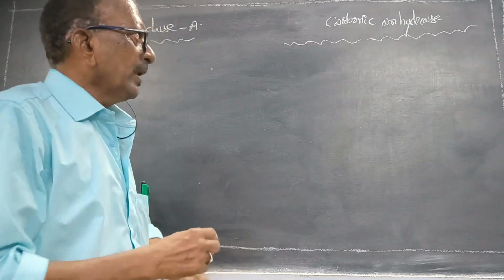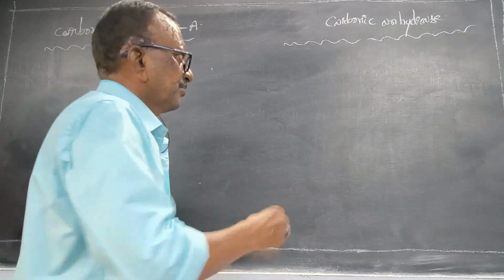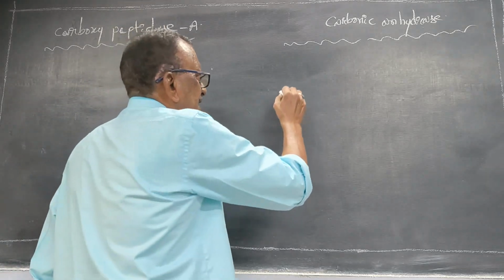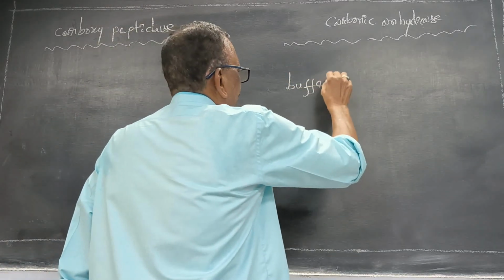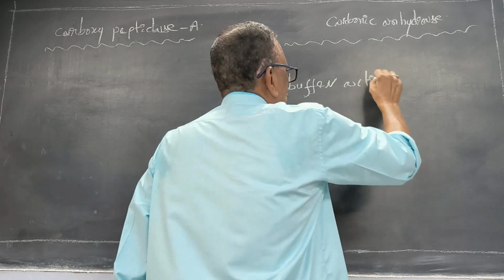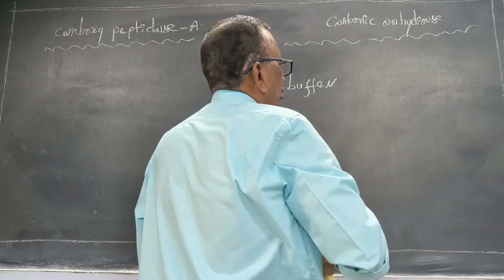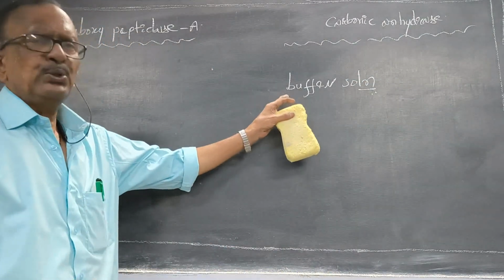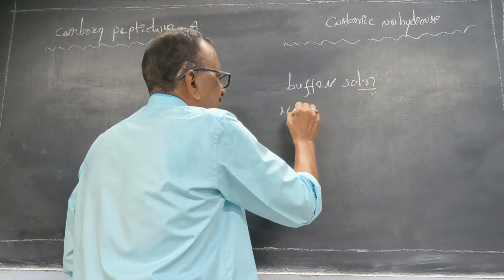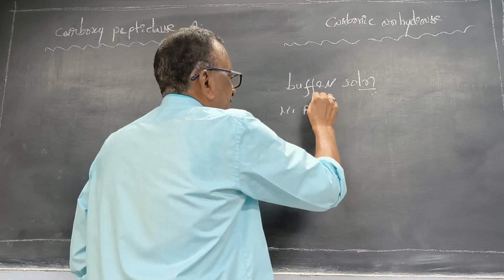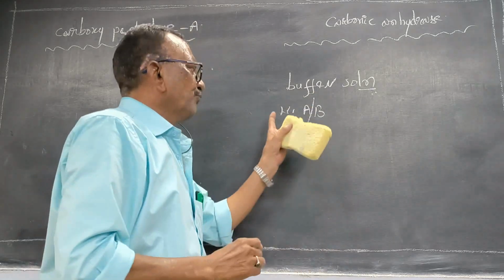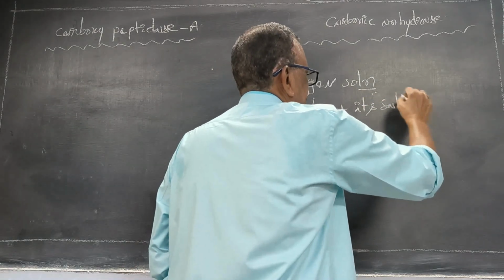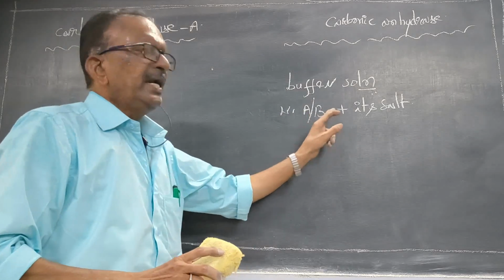Now I am moving to the second one, that is carbonic anhydrase. So this is also another important enzyme in which also zinc is present. It is concerned with the buffer action. So first of all we must know what is a buffer solution. A buffer solution is a solution that contains either a weak acid plus its salt, or a weak base and its salt.